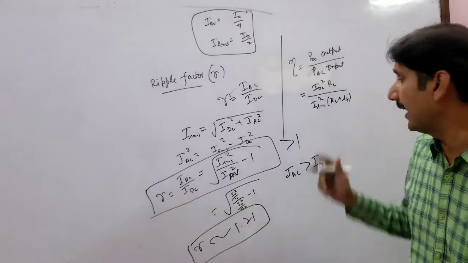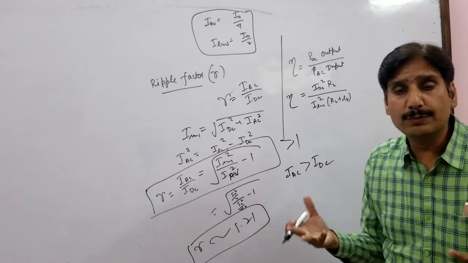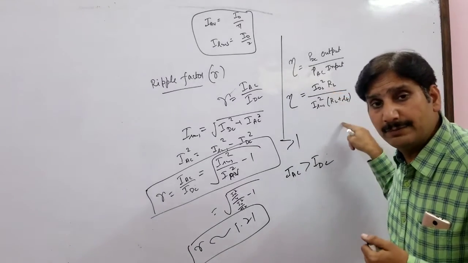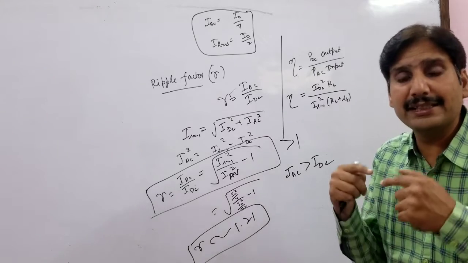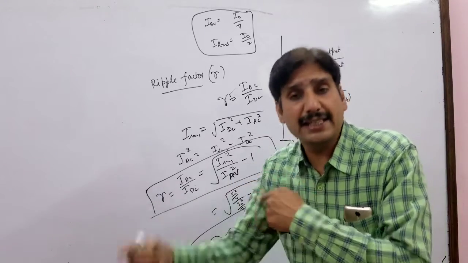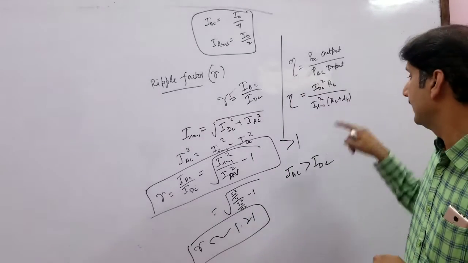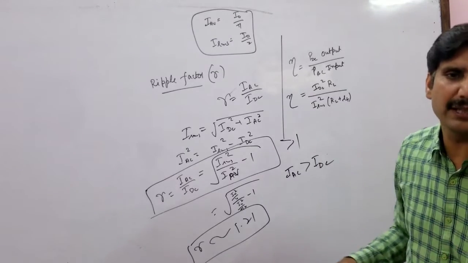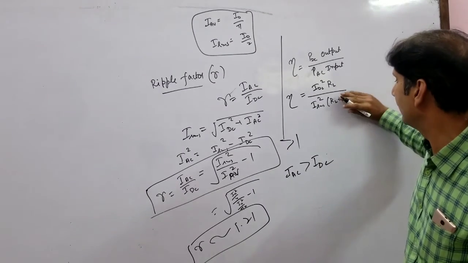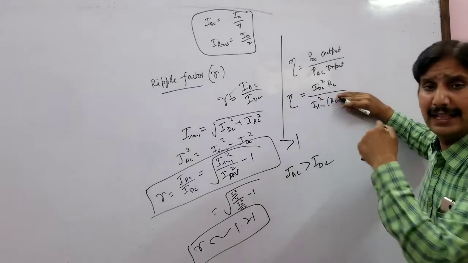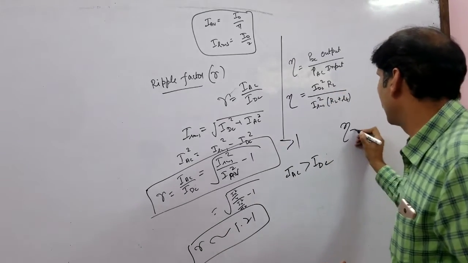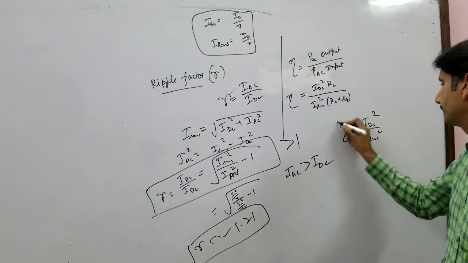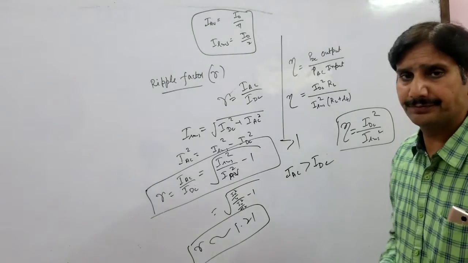We should understand that the output is being obtained at the load resistance, so we have used only RL at the output. But for input, the input energy is being spent across the diode as well as the load resistance. This RF is the forward resistance of the diode. However, that's too small in comparison to load resistance. You can safely ignore this, and then RL and RL get cancelled out, and basically the expression for efficiency turns out to be IDC square divided by IRMS square into 100 if you wish.